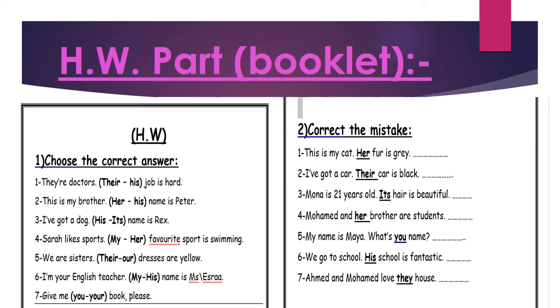Number 6, we go to school. His school is fantastic. The mistake in the word his. Number 7, Ahmad and Muhammad love their house. The mistake in the word they. Now try to solve it on your own, and after that check your answers with the model answer.